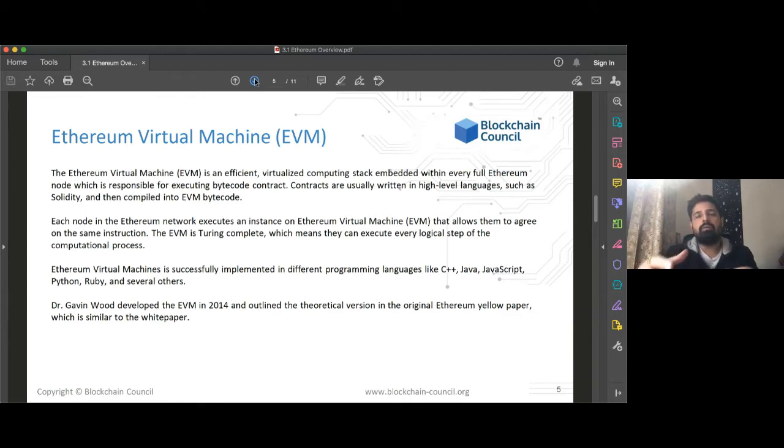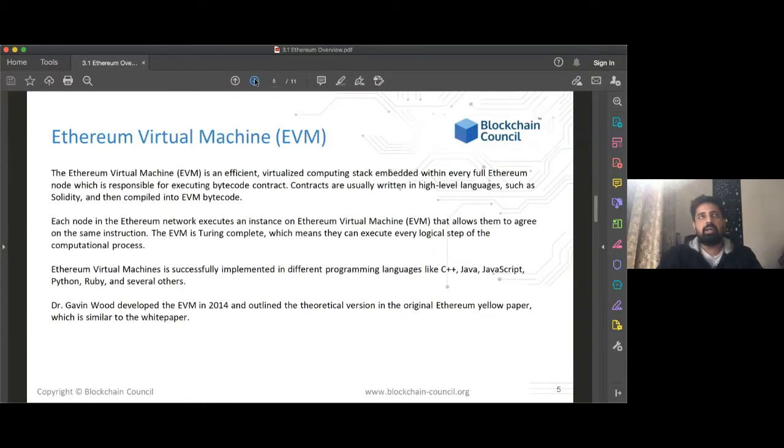When you start working with Ethereum, you either work with Go Ethereum, which is the Git client, or you work with EVM, or you work with Ganache. These are the different tools to test out your smart contract. Without EVM, you cannot compile the smart contract. Every node contains an EVM. The way you have JVM, Java Virtual Machine, similarly you have EVM in order to compile the code.